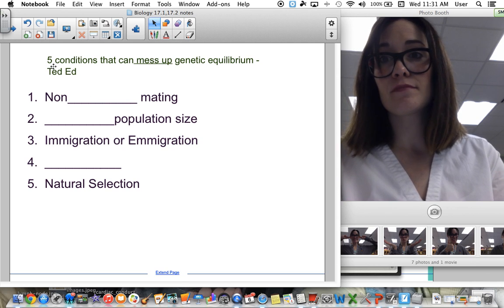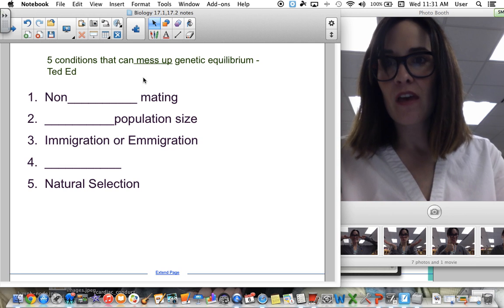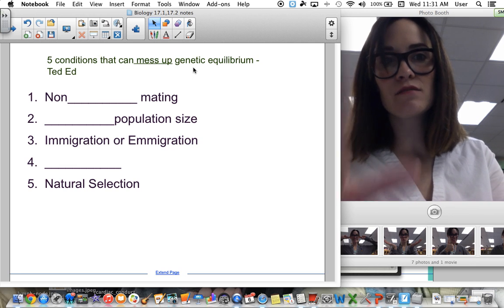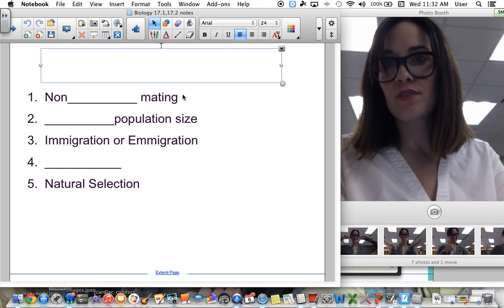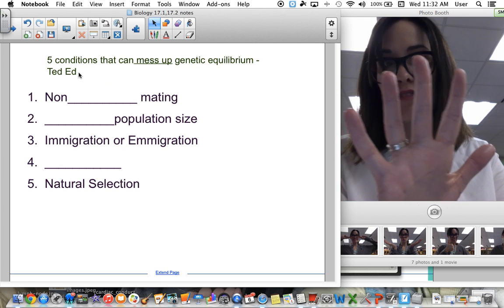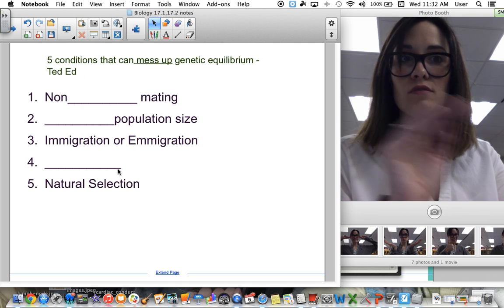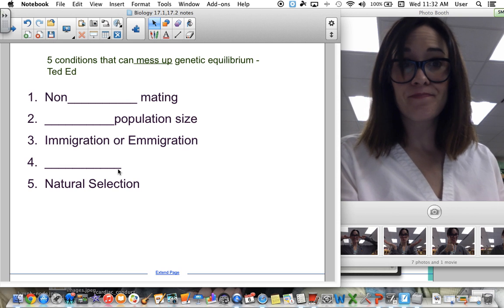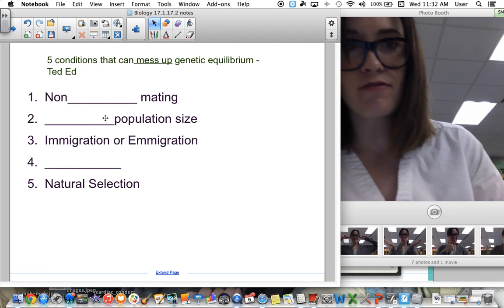At this time, I want you to notice that after you're done with the notes here, you're going to have to go online. I put a link for a TED-Ed. It's called The 5 Fingers of Evolution. Okay, 5 Fingers of Evolution. So after this page, these notes, you will need to go watch that and then complete the think questions. And they're related to these 5 things.